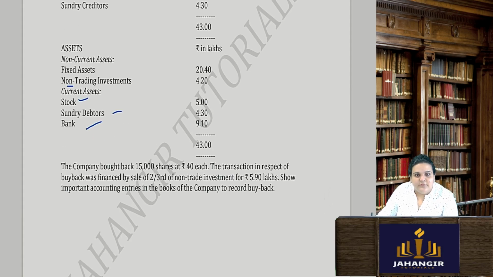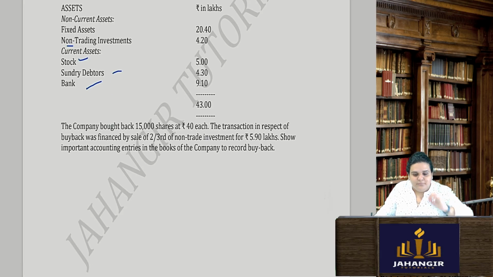Total is 43 lakhs. The company has bought back 15,000 shares at rupees 40 each. Okay, number of shares is also given, buyback price is also given. The transaction in respect of buyback was financed by sale of 2/3 of the non-trade investments. So 2/3 of this I am going to sell for rupees 5.9 lakhs. Show important accounting entries in the books of company to record buyback.